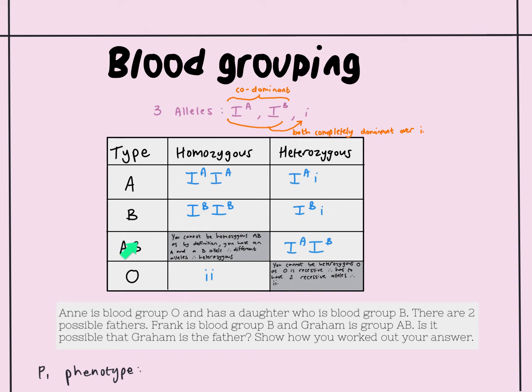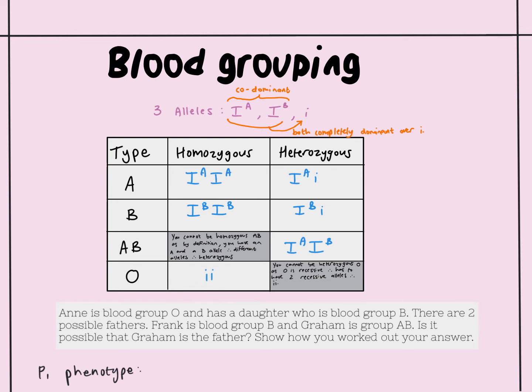For type AB, you cannot be homozygous. It's physically impossible because AB is different alleles, so you have to be heterozygous. And for type O, you have to be homozygous recessive, because as soon as you have one of the dominant alleles, you will no longer be type O, because that dominant allele will mask the recessive ones. So O is the recessive blood type.